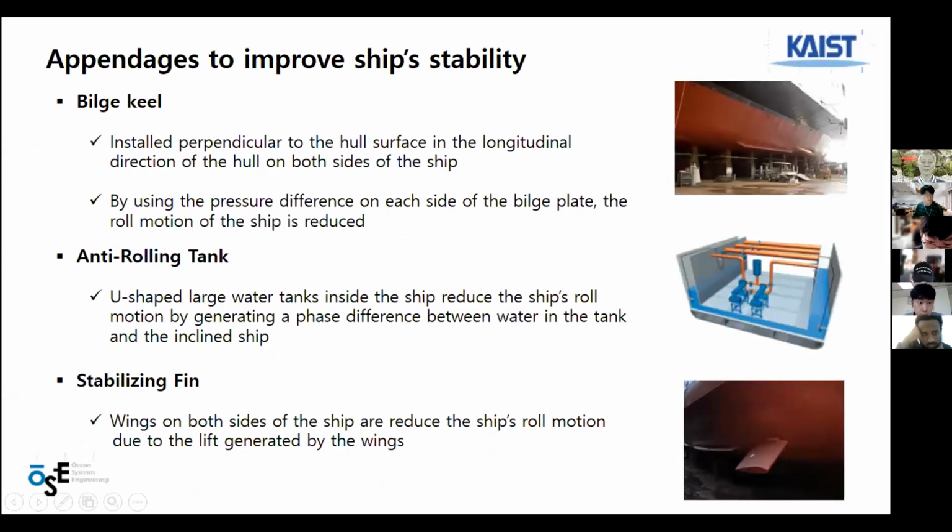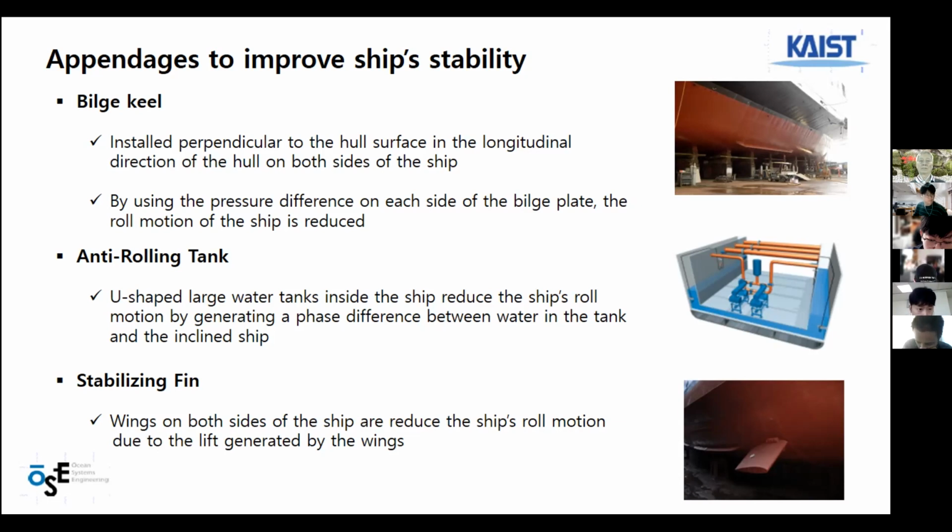There are some appendages to improve ship's stability. First of all, the bilge keel. The bilge keel is an additional structure in the form of a long plate on the bottom of the ship. This is representative for reducing ship's roll motion by increasing viscous resistance.